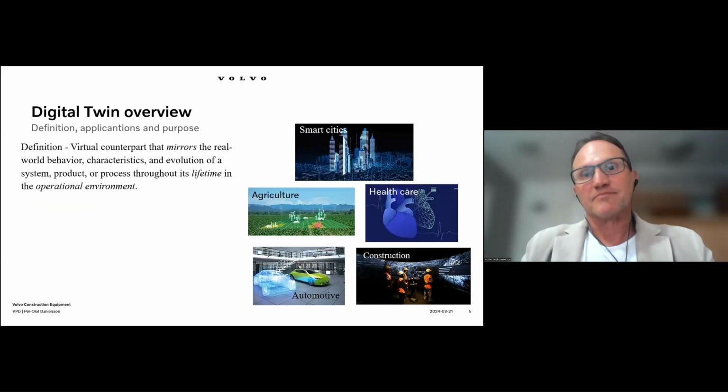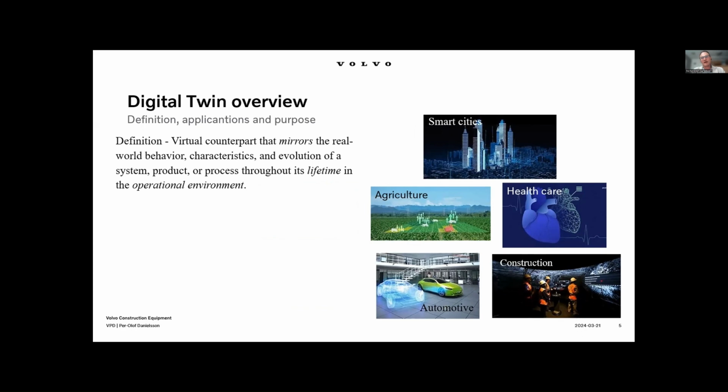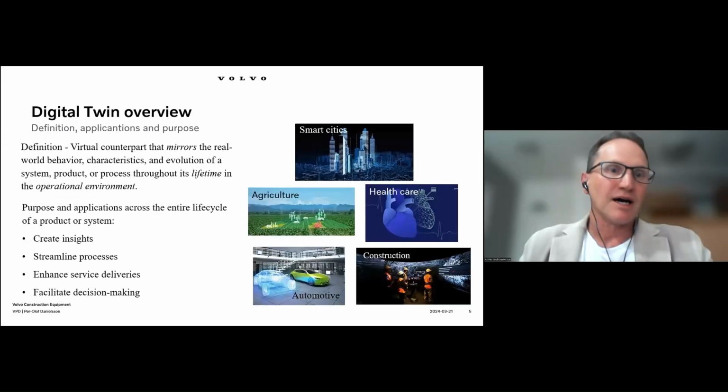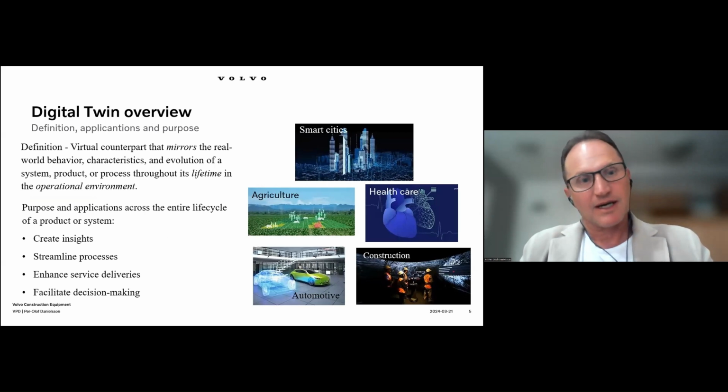Other areas where digital twins are used are smart cities, agriculture, healthcare, automotive, and construction. And the purpose is to create insights. It's also to streamline processes, enhance service deliveries, and facilitate decision-making in many parts of the company.